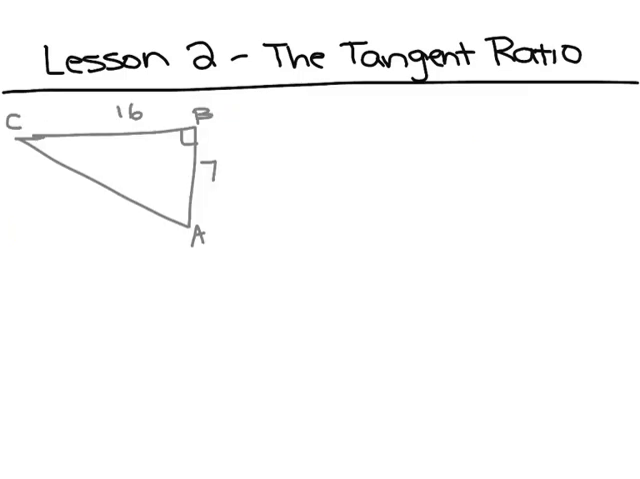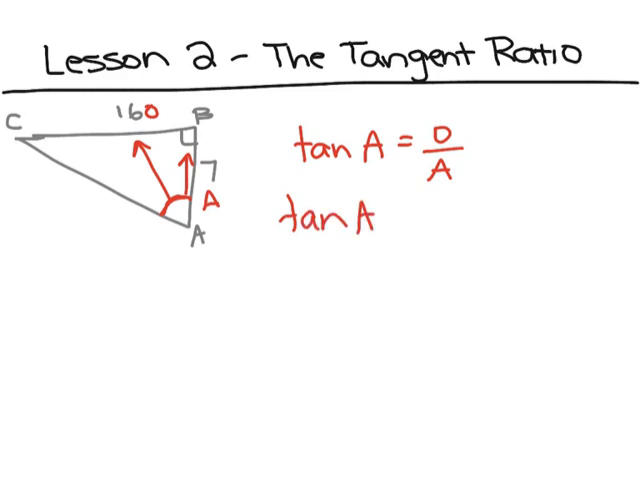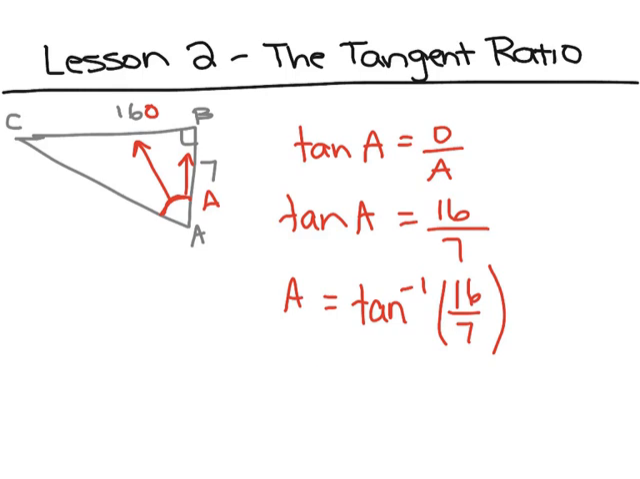For the next example, we want to find the measure, so what the angle is of A. So our opposite side is 16, and our adjacent side is 7. So tan of A is equal to opposite over adjacent. So tan A is equal to 16 over 7. Now we're going to move tangent to the other side, so the inverse tan, so tan to the -1 of 16 divided by 7. And type it all into your calculator, and you should get 66.4 degrees.